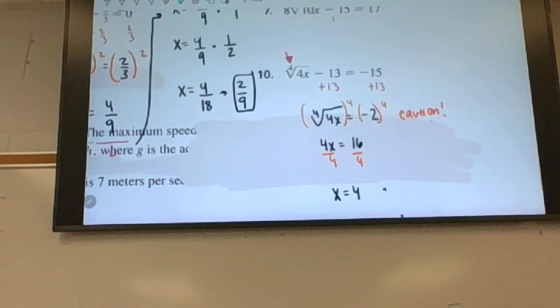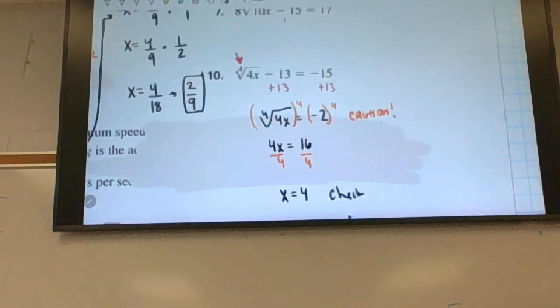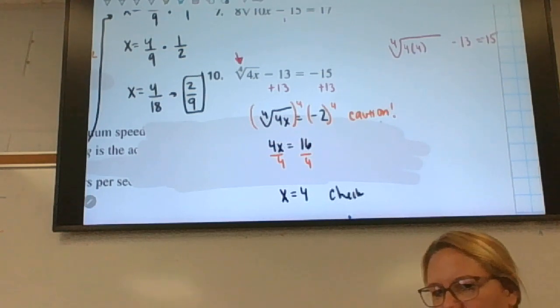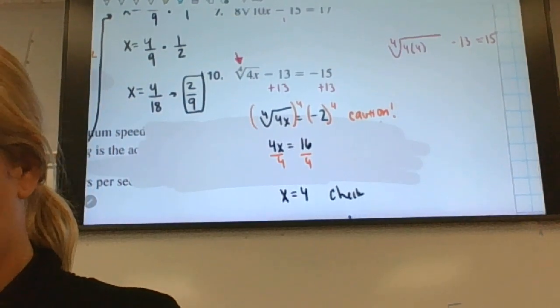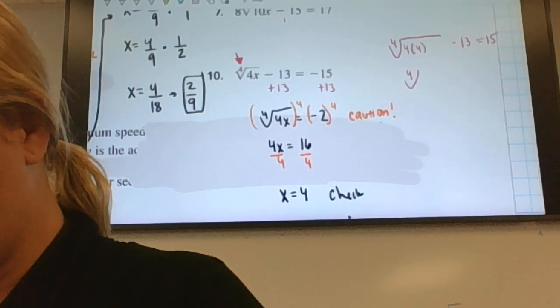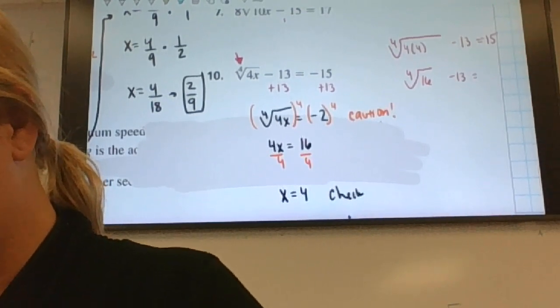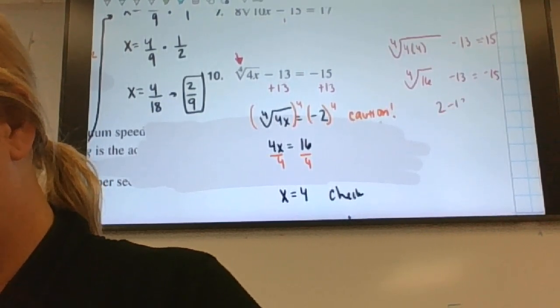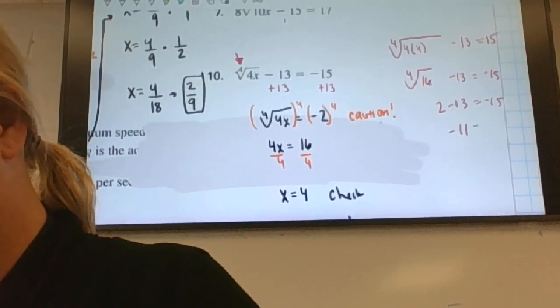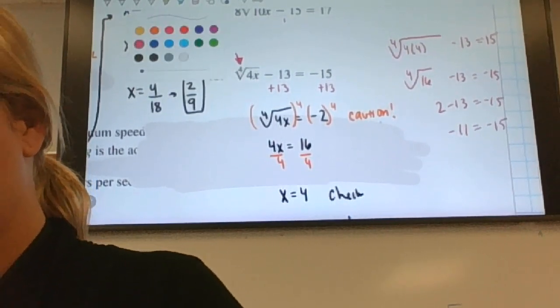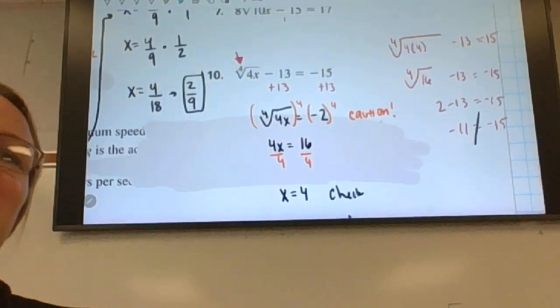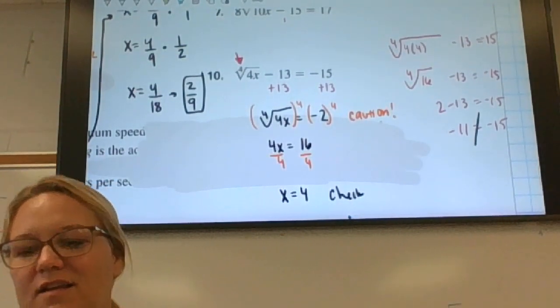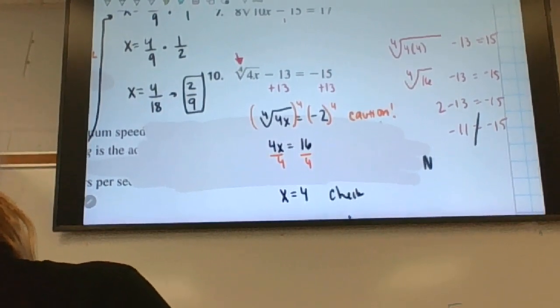Well, let's check it. Let's check it. What is the fourth root of 4? What is the fourth root of 6? So what was the answer there? Just no real solution. No real solution.